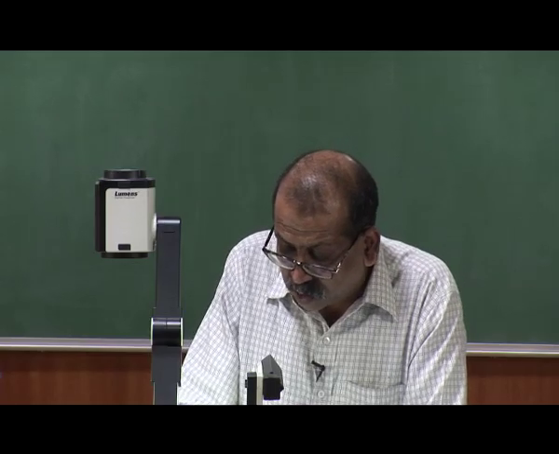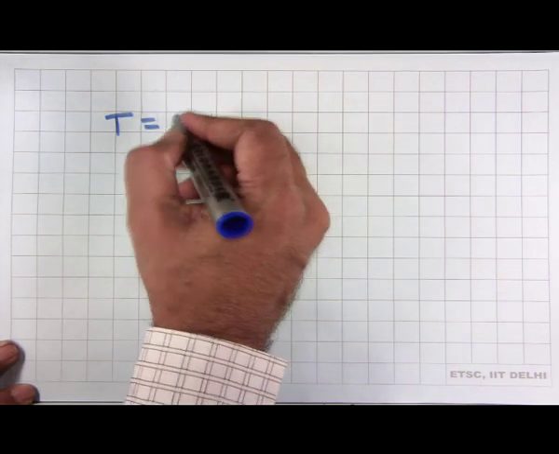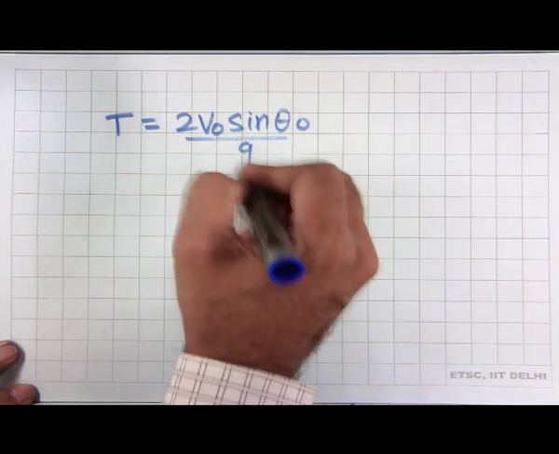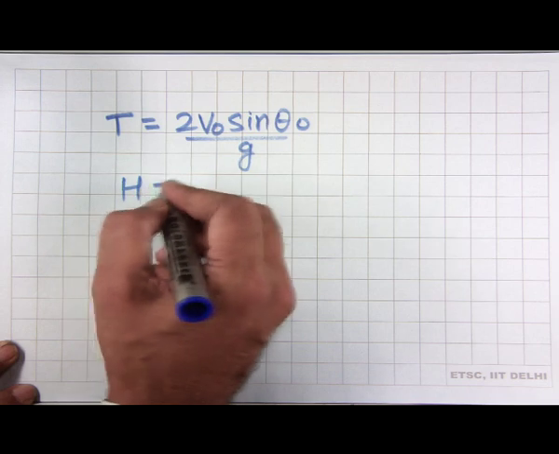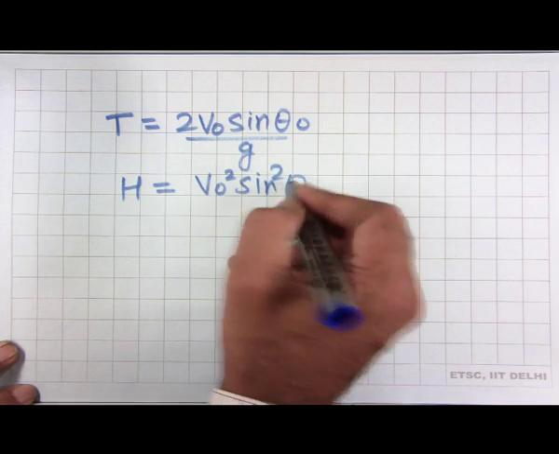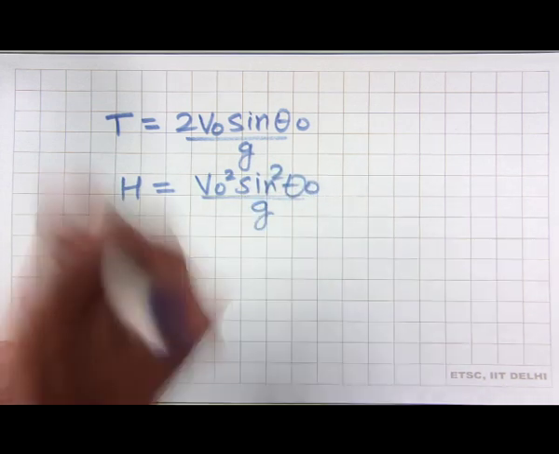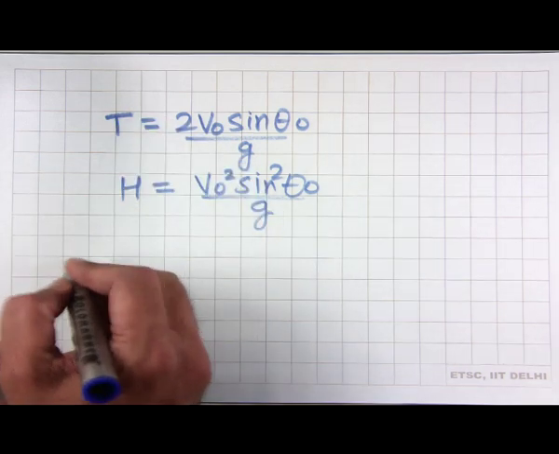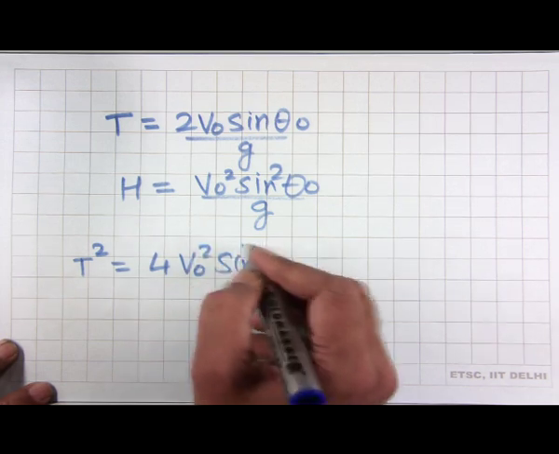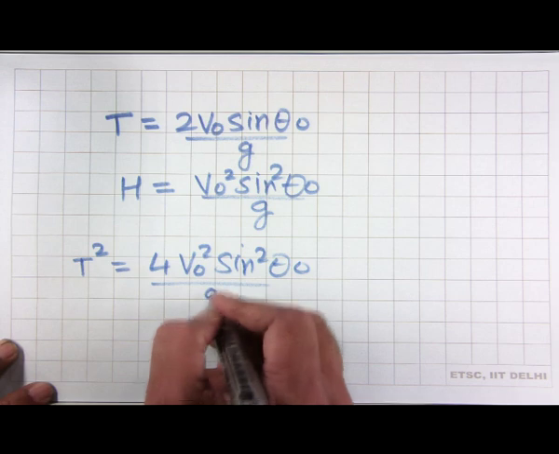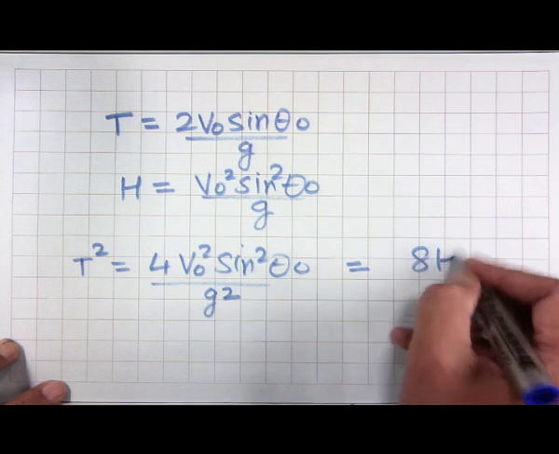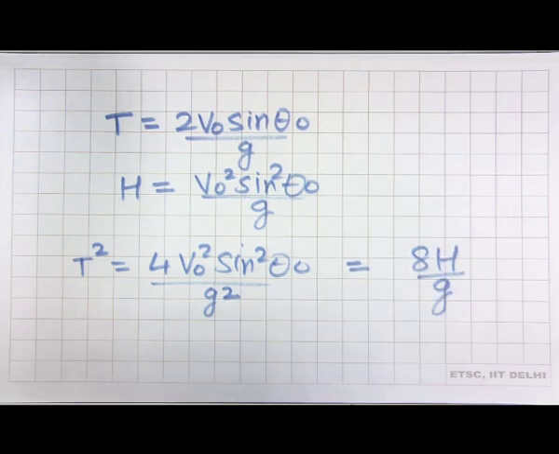So, what we have is the total time taken, we have seen this is equal to 2 V0 sin theta 0 upon g, and the maximum height reached is V0 square sin square theta 0 upon 2g. Now, from here if we look at t square, it becomes equal to 4 V0 square sin square theta 0 upon g square, and this we can see will turn out to be equal to 8h upon g.